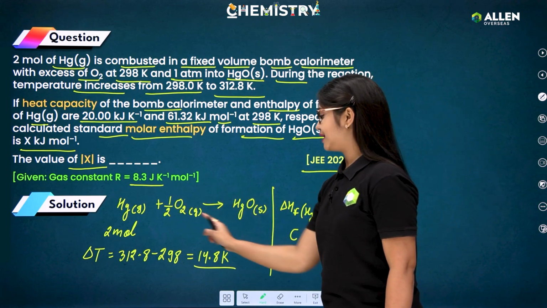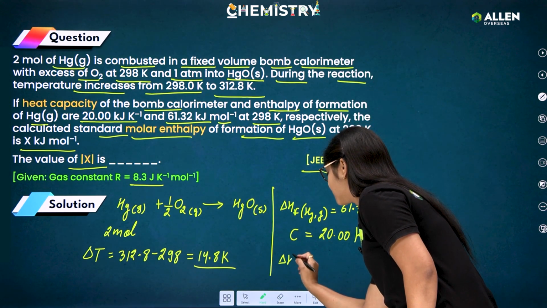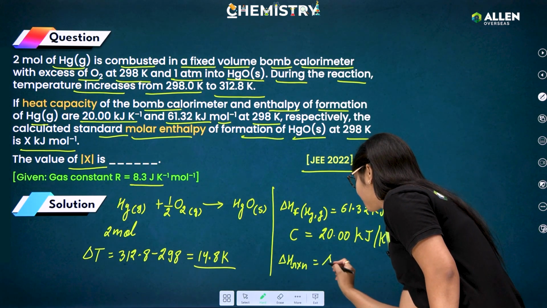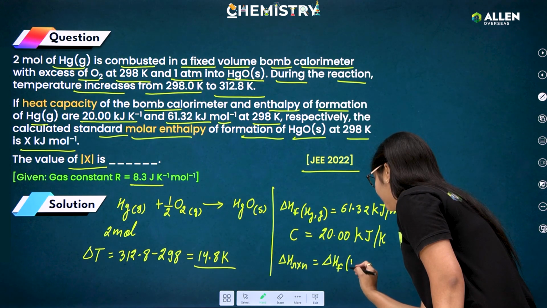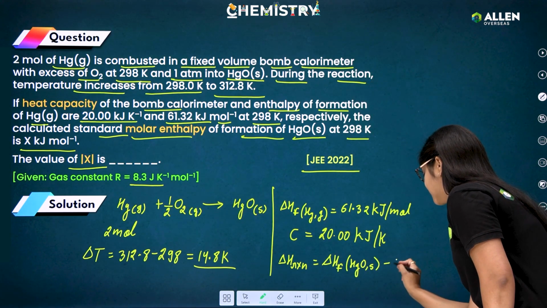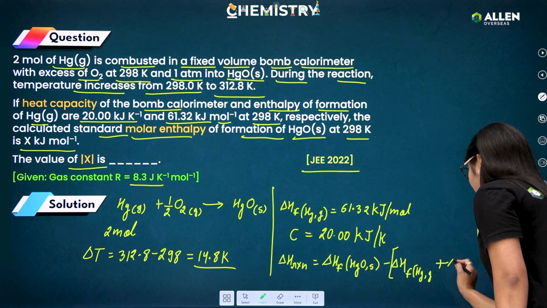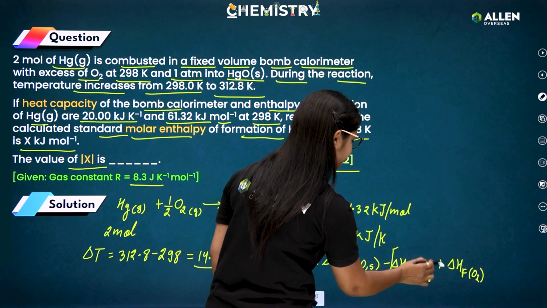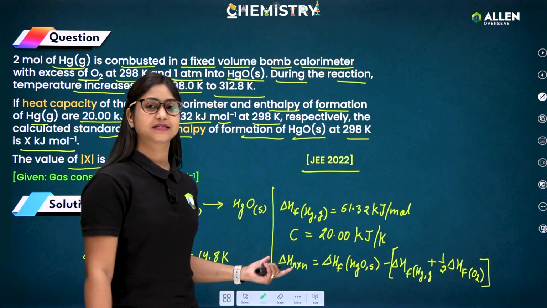So what can we do? This is the complete reaction, and if I want to write the expression of delta H reaction for this whole reaction, what can I write? Delta H reaction is equal to, in terms of enthalpy of formation, the enthalpy of formation of the products. We have only one product, that is HgO. So delta H formation of HgO solid, this is the product, minus delta H formation of the reactants, so minus delta H formation of Hg gas plus delta H formation of O2 gas, multiplied with the stoichiometric coefficient. This is the equation for the delta H reaction, right?